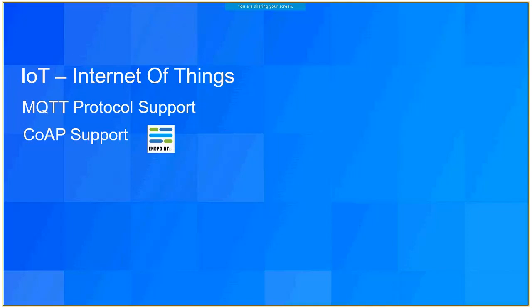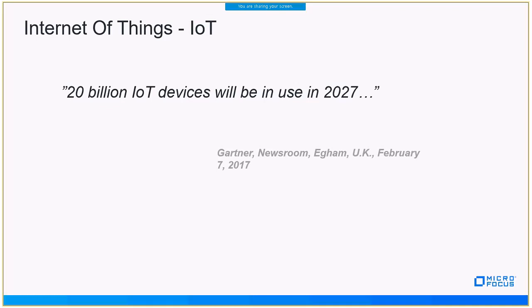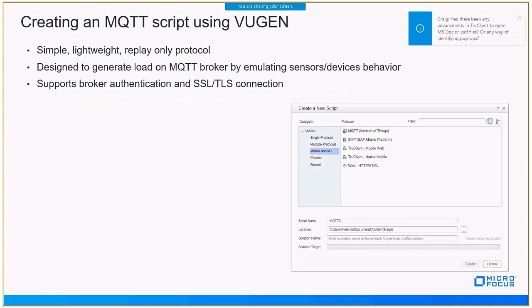Internet of Things, IoT. I don't know if you all know, but Gartner says that more than 6.4 billion Internet of Things, IoT, devices will be in use by 2017. That number will grow to more than 20 billion by 2027. And we are here in this breakthrough with both MQTT and CoAP protocols, the latter through a partnership with our friends at Endpoint IoT. Let's begin with MQTT.